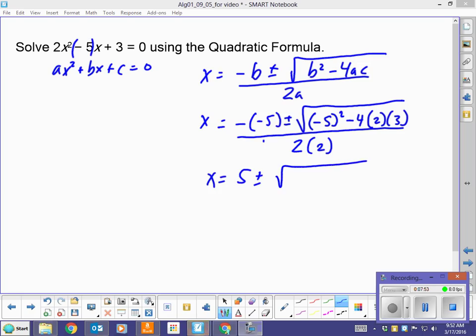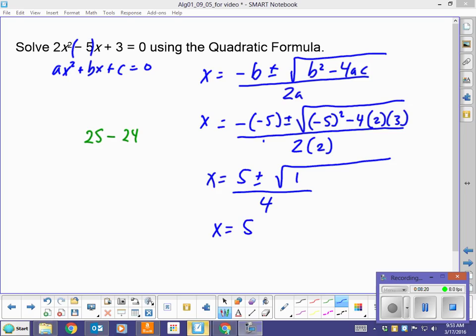Now, be careful in here. Negative 5 squared is 25. I'm going to do this in one step. So 25 minus 4 times 2 is 8. 8 times 3 is 24. 25 minus 24 is 1. All over 4. So x equals the square root of 1.